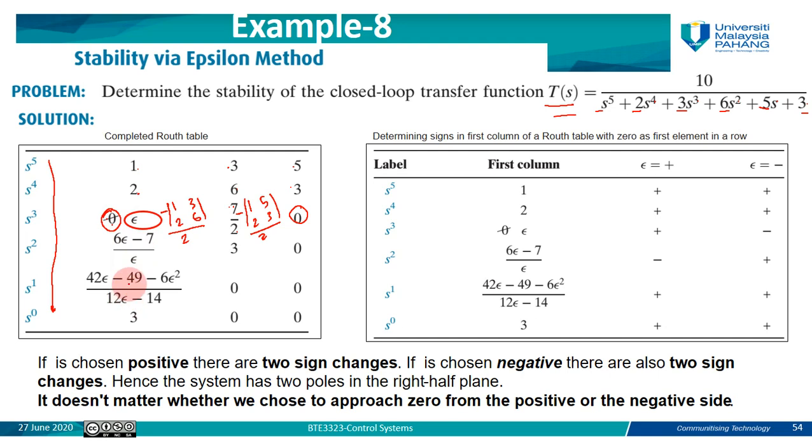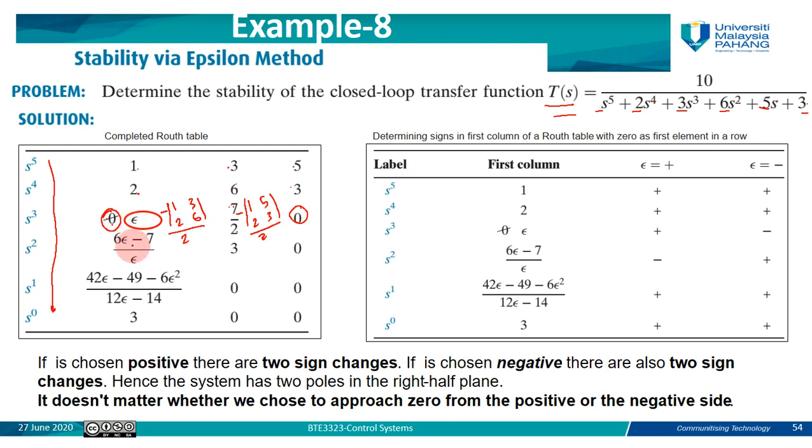Don't continue to calculate the rest. Just stop. When you meet the 0, you check: is it the 0 in the first column only, or in the entire row? If it's in the first column, you just assume the 0 equals an epsilon value. We don't know the value of epsilon. Then this epsilon will be used to calculate the rest of the Routh table.